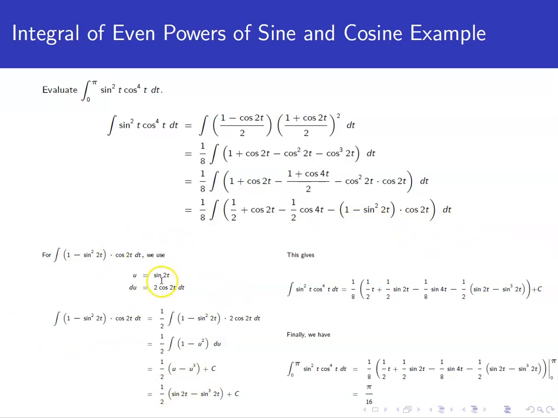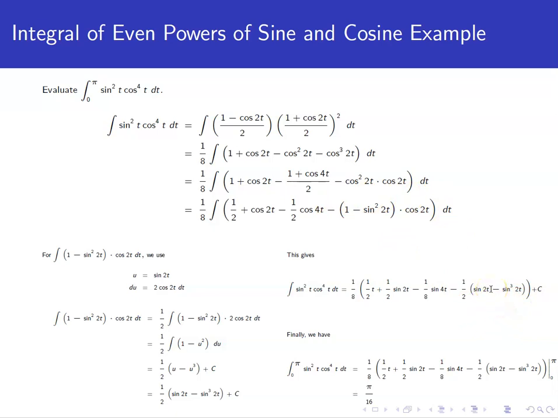Let u equal sine of 2t. du is 2 cosine 2t dt. We'll need to adjust for a 1/2 out in front for your du. Do your u substitution. Take an antiderivative. Substitute back in. That antiderivative for that last piece in our integral is 1/2 sine 2t minus sine cubed of 2t plus c.